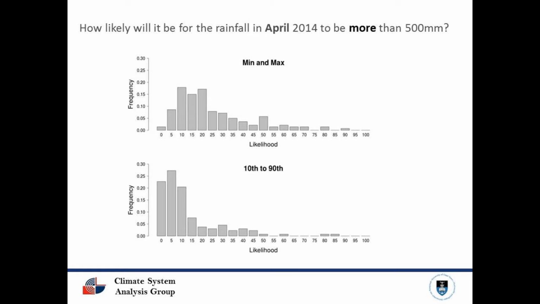As you can see, the distribution of responses is different between these two graphs, and that's why we can conclude that the information content matters for these types of questions. For the people who had the minimum and maximum information, the mean was around 20 to 25, where 50 is an equal likelihood. So people were moving it towards the unlikely side of the slider bar, but not quite as far as they did when they had the 10th to 90th percentile information.